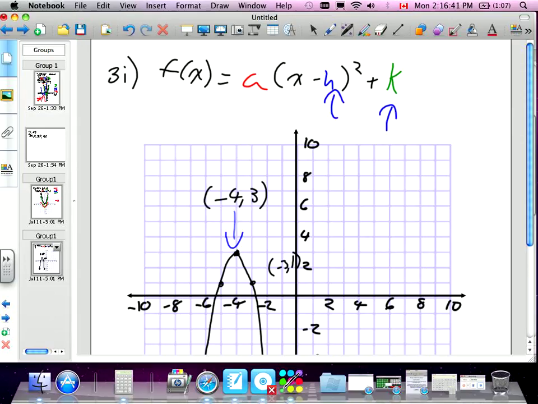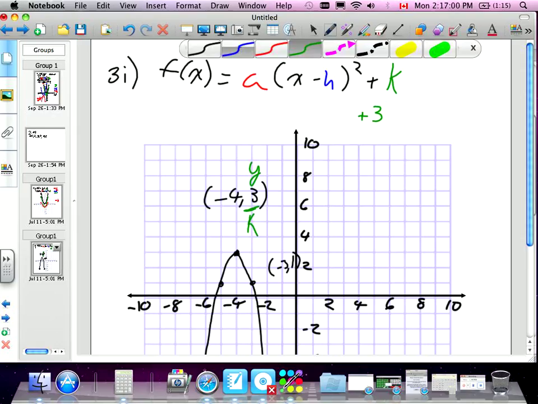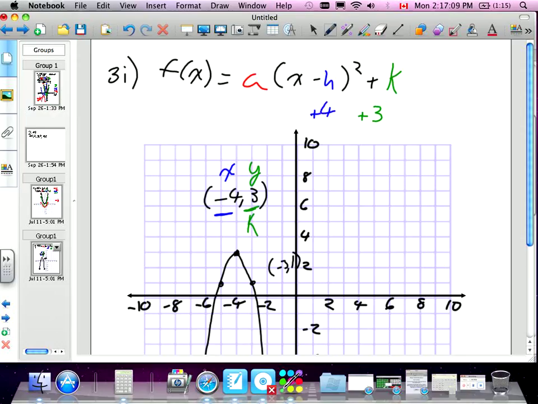Our k value is going to be whatever the y value is. It'll be exactly the same number. So because y is 3, our k is going to be what number? +3. Our h is going to be the opposite sign of the x value of the vertex. So if x is -4, what is our h going to be? +4. So we already have that part of the equation. f at x is going to be a times x plus 4 squared plus 3.